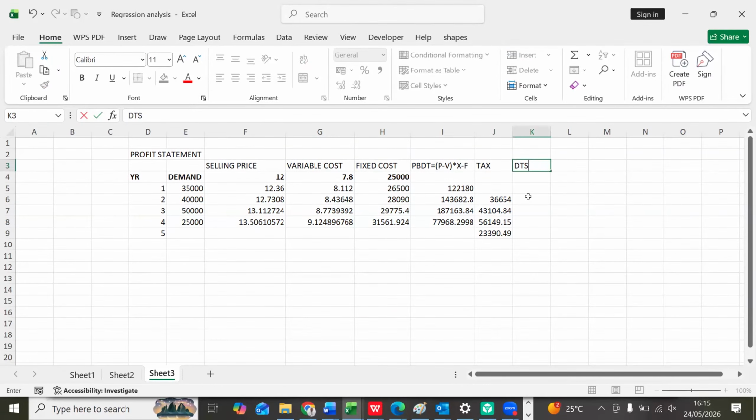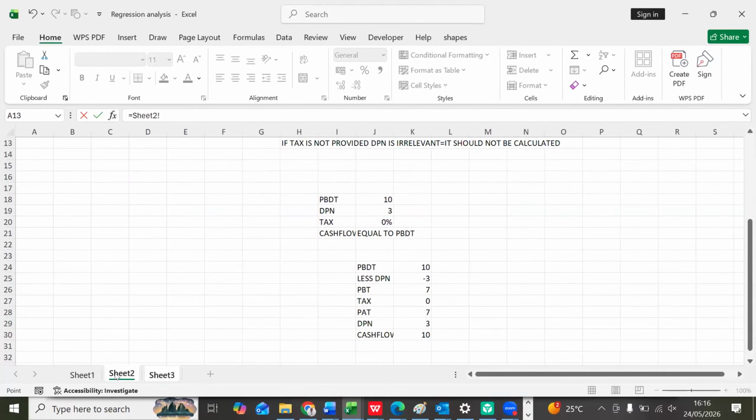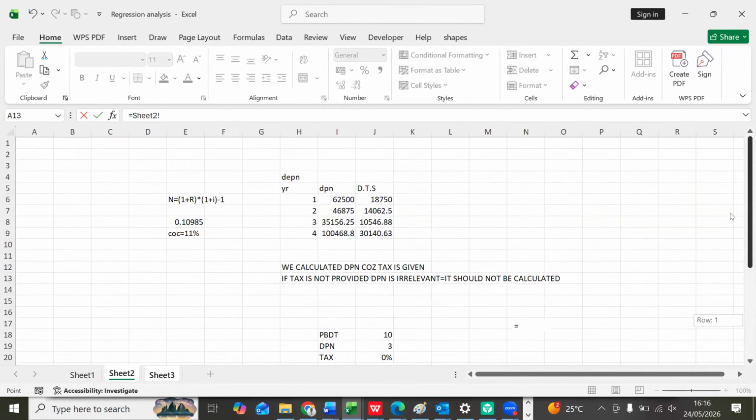Are you able to remember your figures, ladies and gentlemen, for depreciation tax shield? Remember, we got them here. So I'll come and say equals. We got them somewhere. Was it here? Oh, I think I rubbed. It is in this other sheet. Where did I take them? Yeah, they're here. So I'll be able to come and pick them.